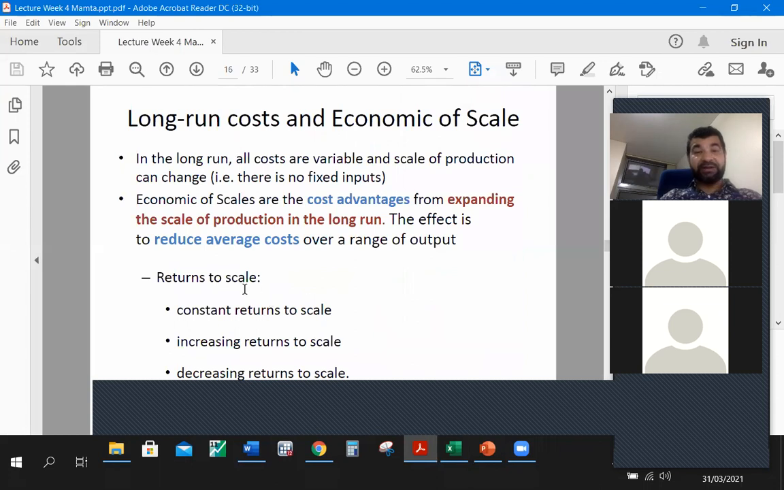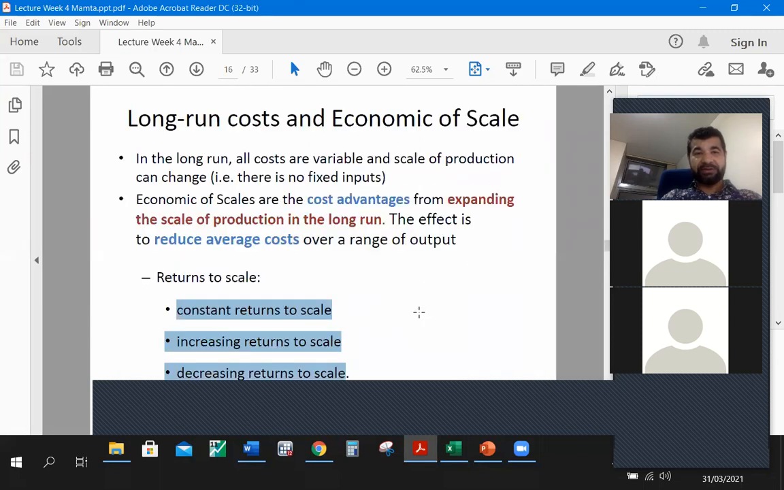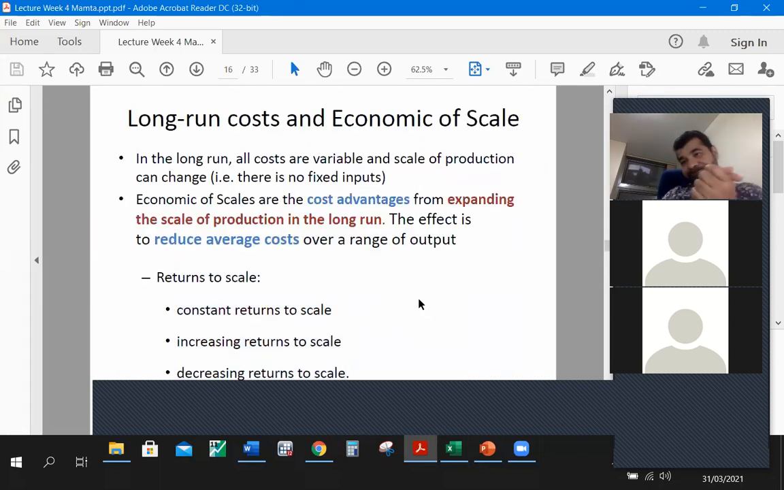And what else do we have? Okay, this is important. Returns to scale. This is very interesting to talk about. Constant returns to scale, increasing returns to scale, and decreasing returns to scale. These three stages we have to talk about. Okay, what are these three? Did they talk about it? No, they did not. Okay, I'll talk a little bit about what these three things are.